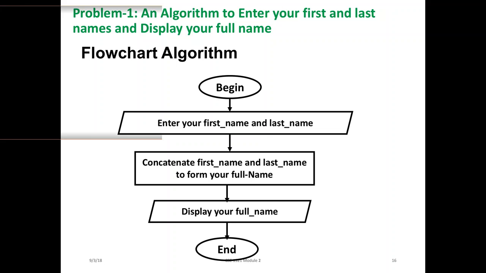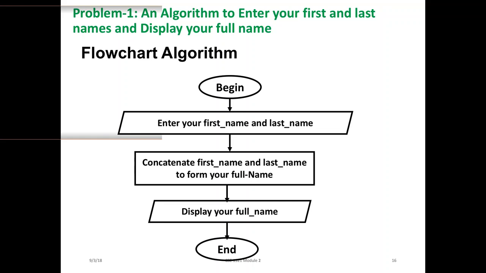Enter your first name and last name, right? So for input and output, in a flowchart, we use a parallelogram type symbol. And wherever we make any operation, we use this rectangular symbol. This one, the middle one, is rectangular.